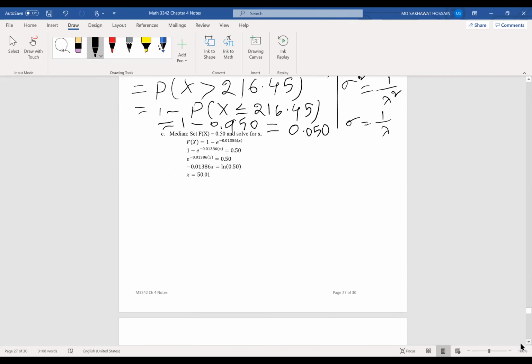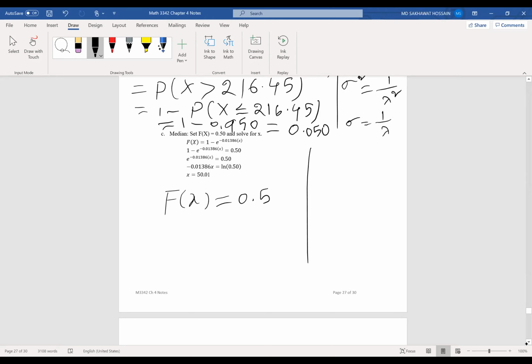Okay, so part C is we have the CDF function. We need to find the median. The median means you have to find the value of x for which 50% of the observations are on the left side and 50% of the observations are on the right side. So 50% density will be on the left side and 50% density on the right side. So the probability will be 0.50. At the median, the CDF is equal to 0.5.